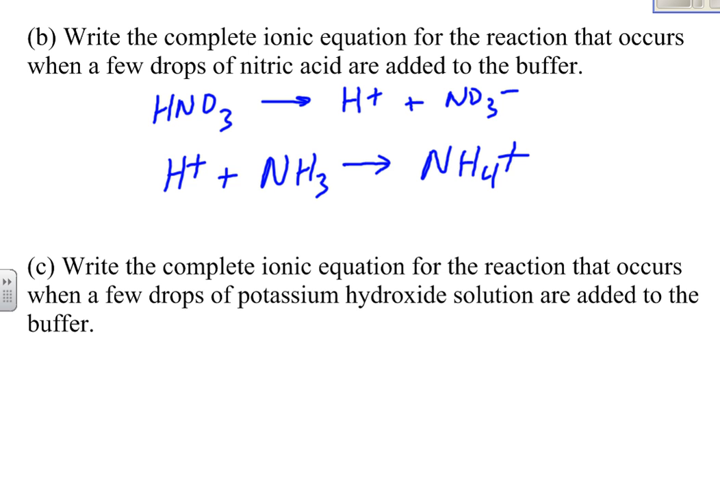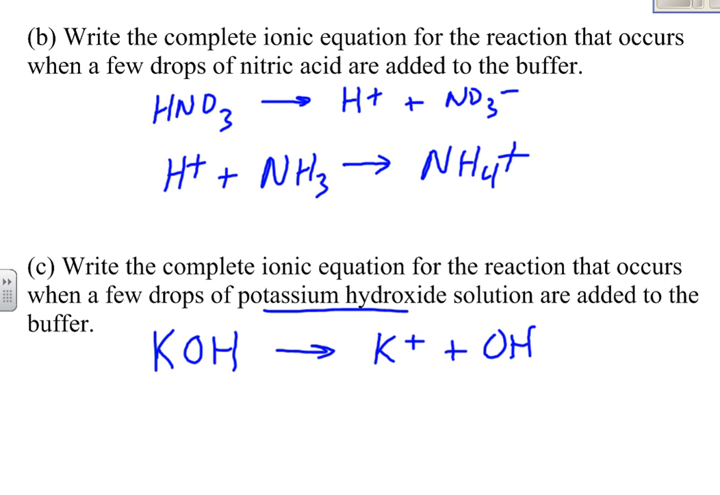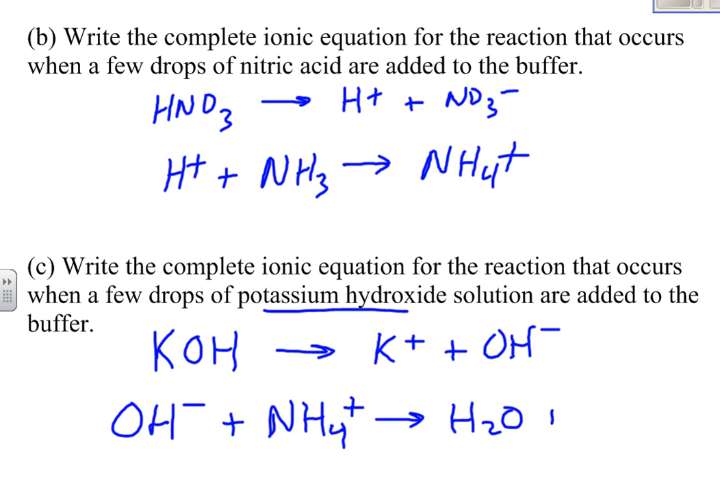In the second example, part C here, we're adding potassium hydroxide. So again, we have an alkali metal hydroxide, which is going to dissociate 100% in water, forming hydroxide ion. And then to neutralize that hydroxide ion, we're going to utilize the acid parts. Forming water and ammonia.